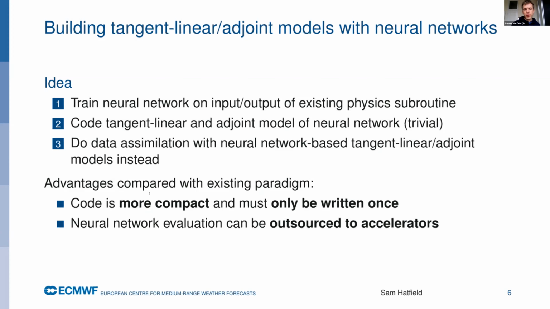The main motivation for doing this is because I think it's quite interesting, I think it's quite cool, but I can think of a couple of advantages if it works. The first is that the neural network code is likely to be much more compact than the original, and we only have to write it once. So we could imagine writing this neural network code and then reusing it for different physics subroutines, albeit with different hyperparameters. And secondly, the neural network evaluation basically consists of a big batch of matrix multiplications. And so that's the ideal kind of thing that can be outsourced to accelerators like GPUs, which are designed to do those calculations very quickly indeed.